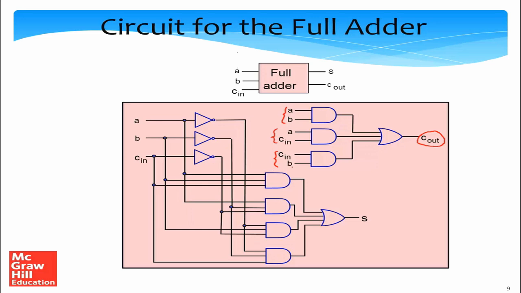So what we do is that we have 3 AND gates and we have an OR gate whose output is carry out.